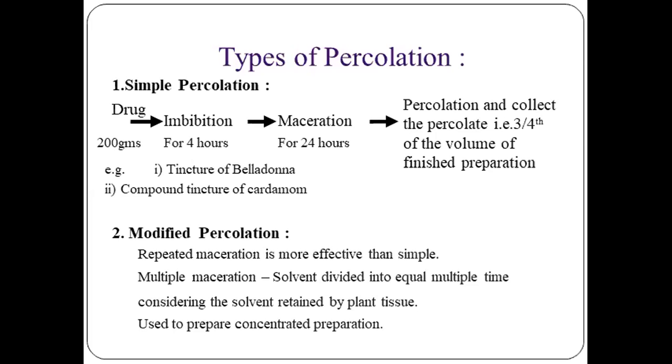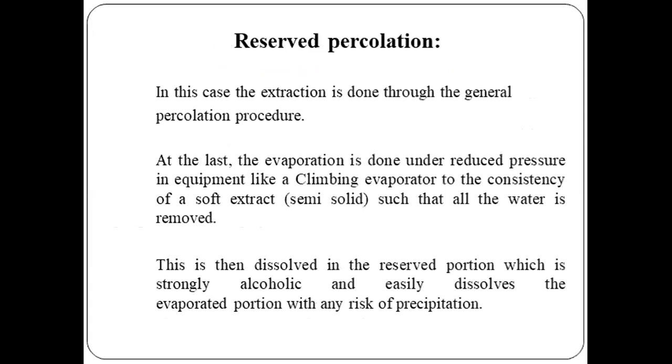Repeated percolation is more effective than simple maceration. This is called multiple maceration: the solvent is divided into equal multiple portions, considering the solvent retained by the plant tissue, used to prepare concentrated preparations. So depending upon the drug, some drugs, like leafy drugs with soft tissue, need a very small quantity, but hard tissue needs more solvent. तो सॉल्वेंट को multiple time divide कर दिया जाता है कि कितने कितने देर में उसको solvent add करना है और उसी percolator में multiple time उसको run किया जाता है. And this is reverse percolation.